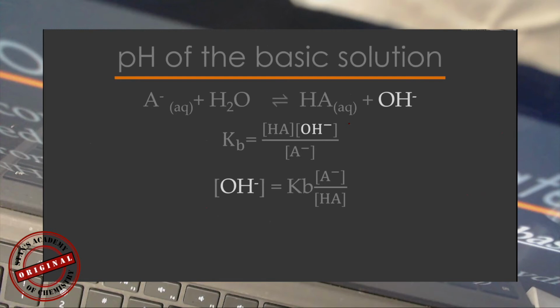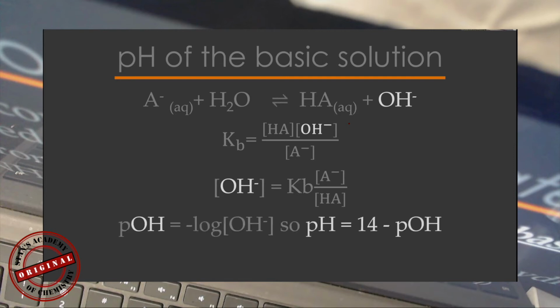You need to be able to rearrange equations like this. You have 3 variables on the right and 1 on the left. So however you're used to rearranging, you should continue doing it the same way. If you have any difficulty, ask me and I can show you. Now, once you have the hydroxide ion concentration, you can determine the pOH of the solution. pOH is equal to negative log OH minus. We learned that equation yesterday. Or you can calculate pH using the equation pH is equal to 14 minus pOH.